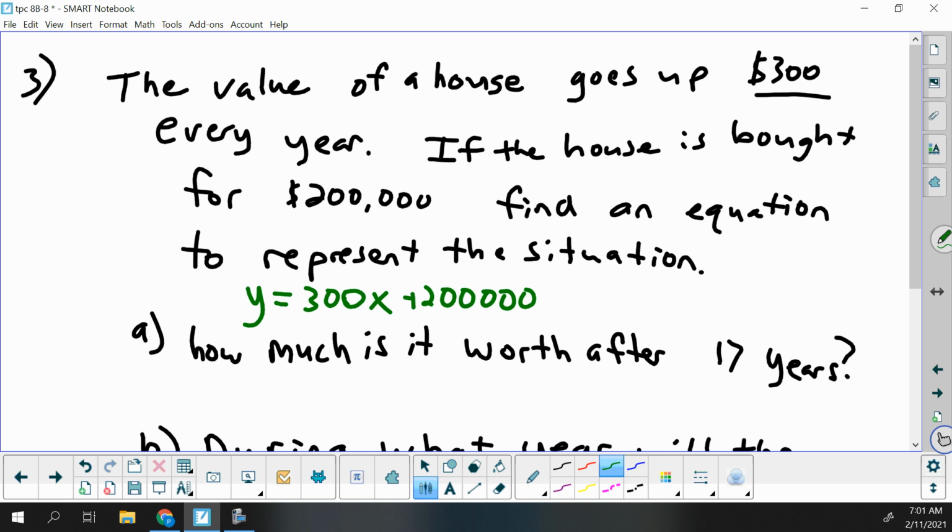When you write an equation, always tell what x and y represents. They did not give us a calendar year. If they did, let's say they had given us in the year 2005, then we would have said x is years since 2005. But we didn't have that in this case, so we'll just have x as years, and y will be our value again.